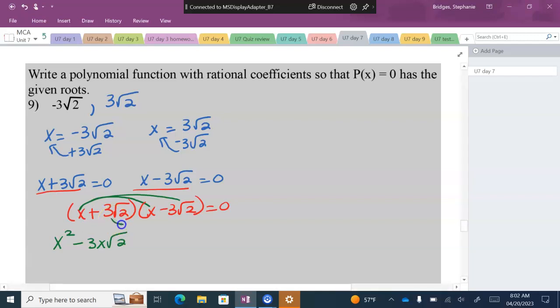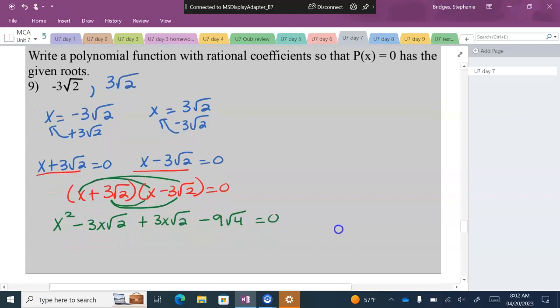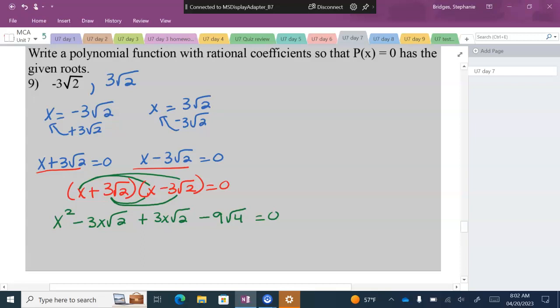Then I'm going to multiply a positive 3 square roots of 2 times x, so that's going to give me a positive 3x square roots of 2. And then here's where the tricky part comes. If I multiply a positive 3 square roots of 2 times a negative 3 square roots of 2, that's going to give me a negative 9 square root of 4. Everybody okay with that? All right, and then we're going to combine our terms.